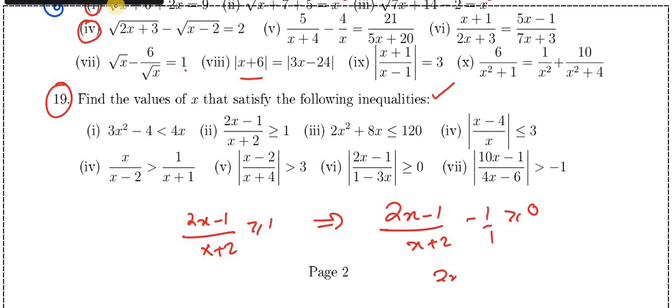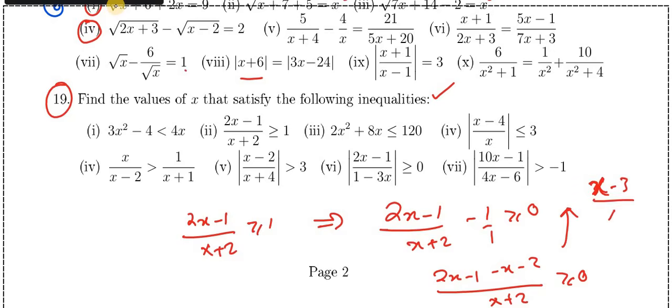This will just be 2x minus 1, then minus x minus 2. This is x plus 2 greater than or equal to 0. This now will change to be x minus 3, then you have x plus 2 greater than or equal to 0. Then you solve each one of them. Then you simply make up a testing table, because we're looking for the solution set.